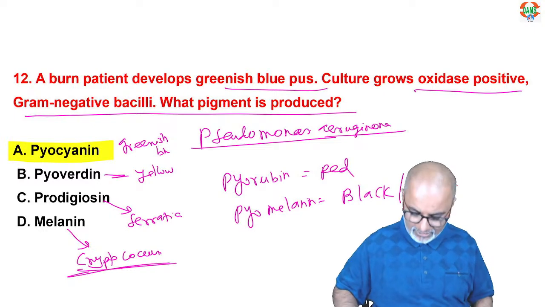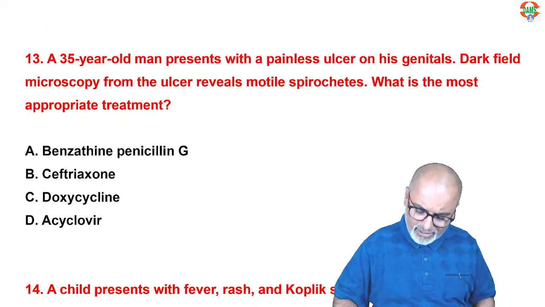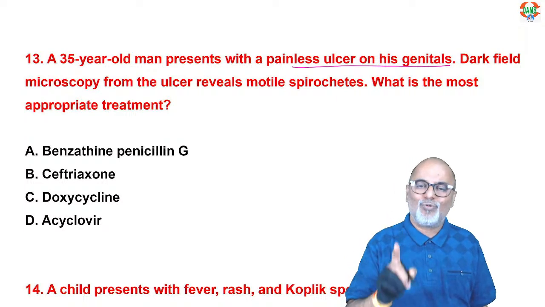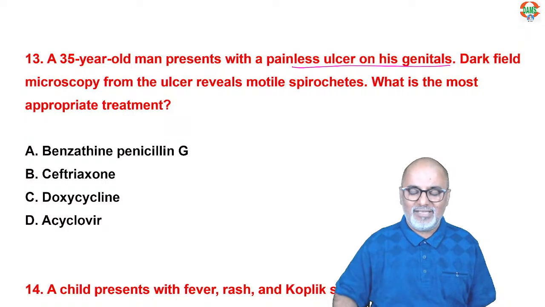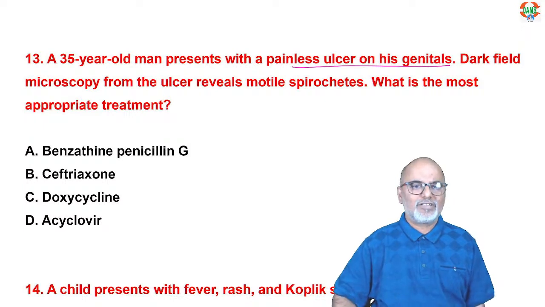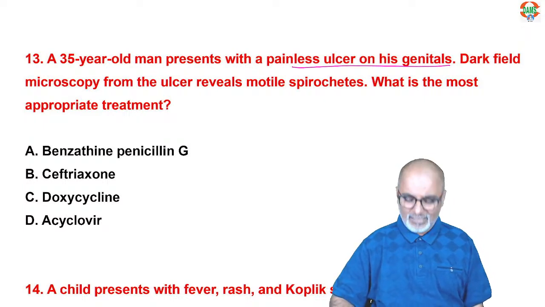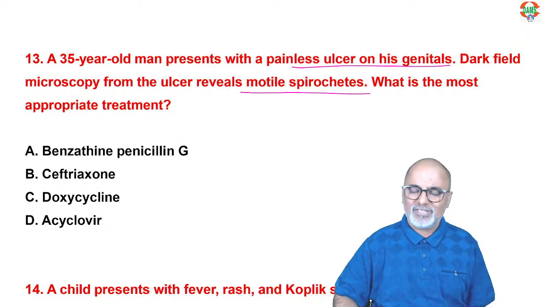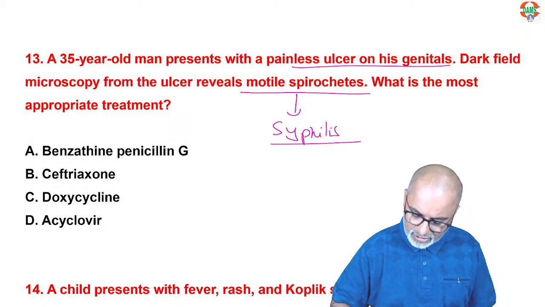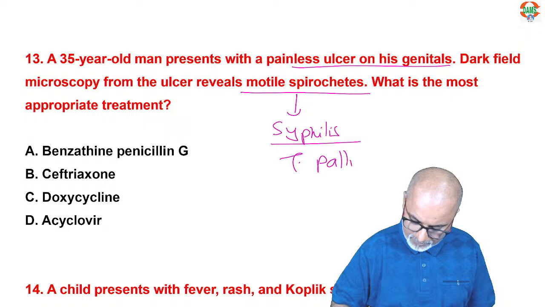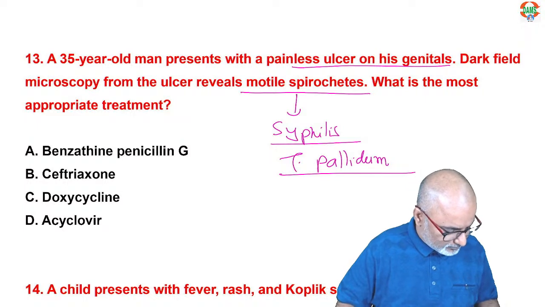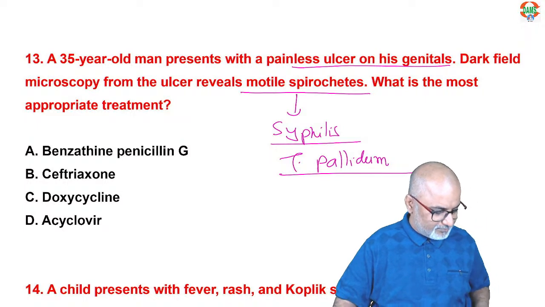Next is a 35-year-old man who presents with a painless ulcer on the genitals. Painless ulcer on genitals, the one and only fellow mainly is syphilis. Second is Klebsiella granulomatis, but syphilis. Dark field microscopy from the ulcer reveals motile spirochete. Motile spirochete, game over. It is nothing but syphilis, caused by Treponema pallidum.